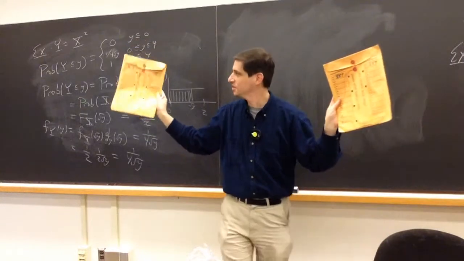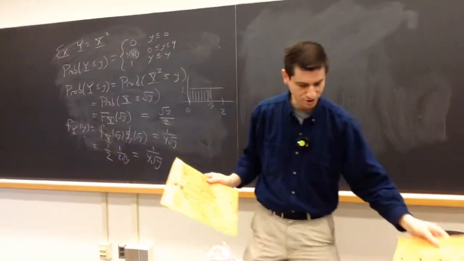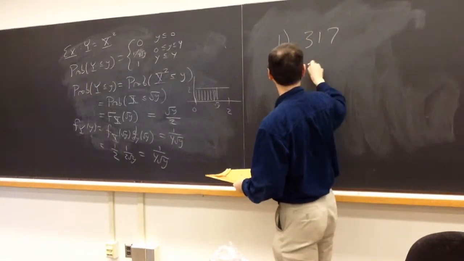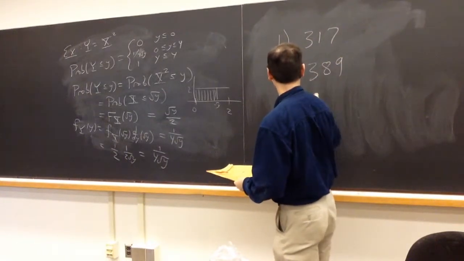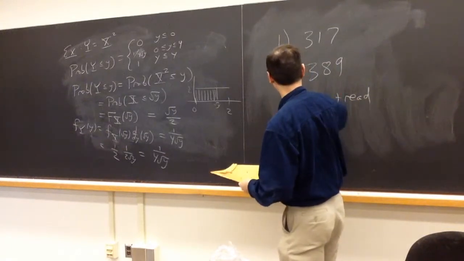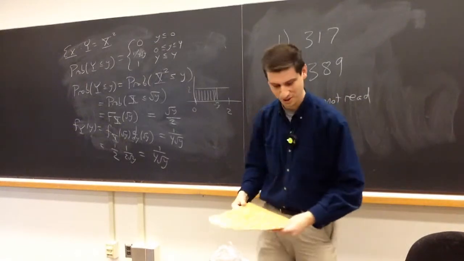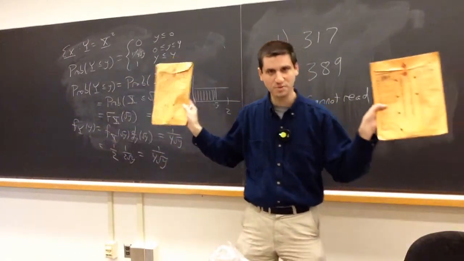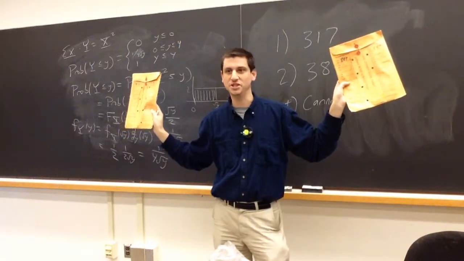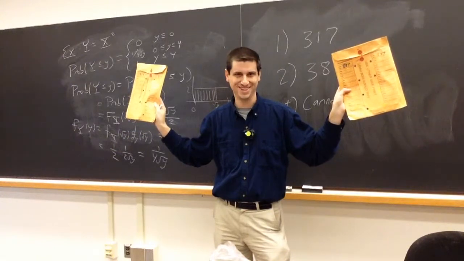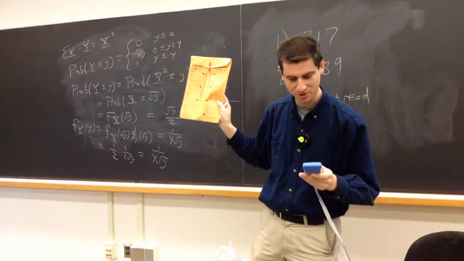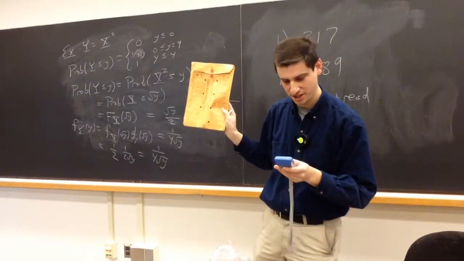Which one should we open? The one that says 317? Oh, sorry. I thought it would be obvious. 1, 317. 2, 389. 3, cannot read. I'll do this as 2 plus, anything beyond 2. Okay. Polls are still open. We've had 2 people vote. So should we open the 317? If you've seen Deal or No Deal, this is very similar. All right, 3 more seconds, 2 more seconds, 1 more second. I'm closing the polls. This is what they did at the Lotke debate.